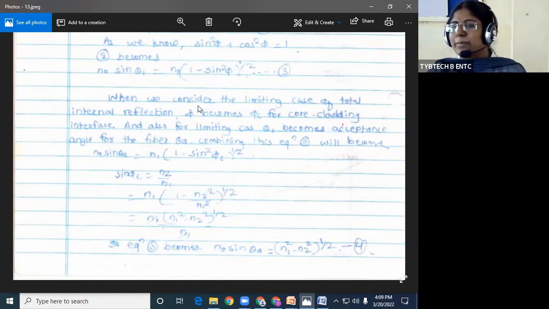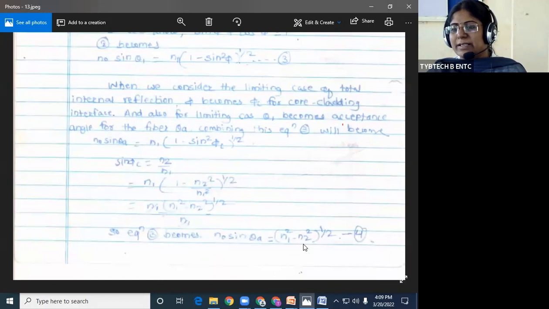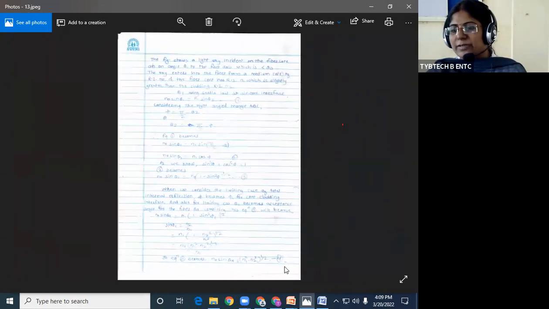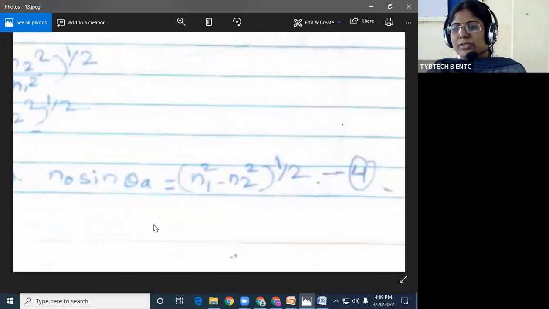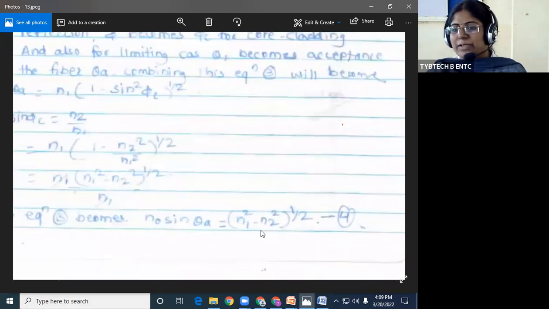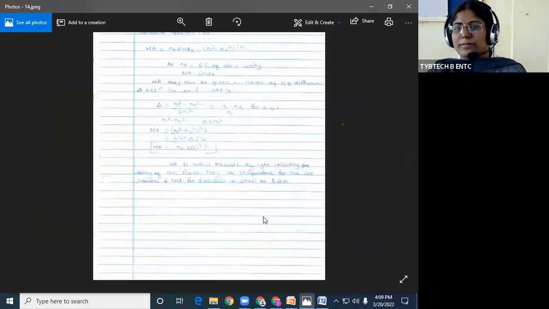Boundary condition इथं आपण apply केली. So θ1 is replaced by theta a and this phi is replaced by phi c. So this one we are able to write as n0 sin theta a is equal to n. हे जर सिम्प्लिफाय केलं तर काय मिळते आपल्याला this equation, and this equation number 4, it is the derivation for numerical aperture. Okay, so I will just show you the next notes.